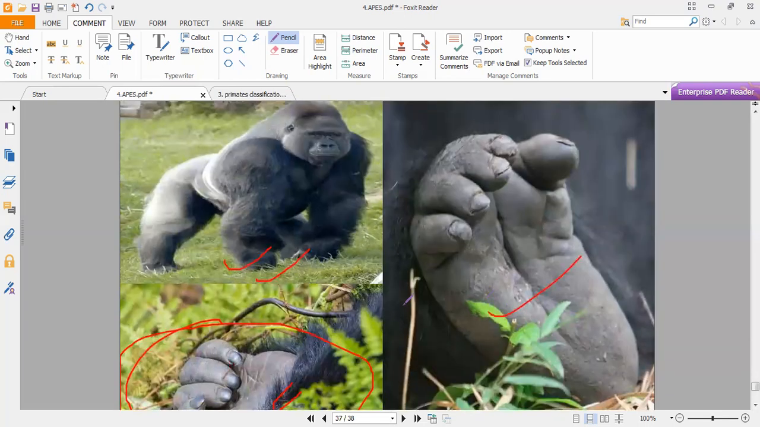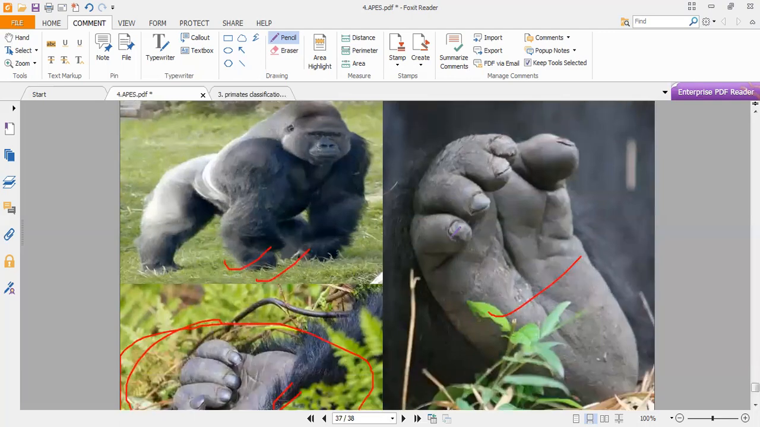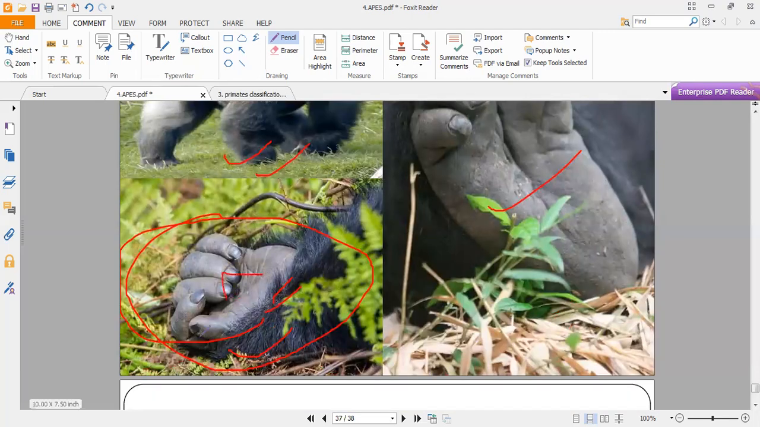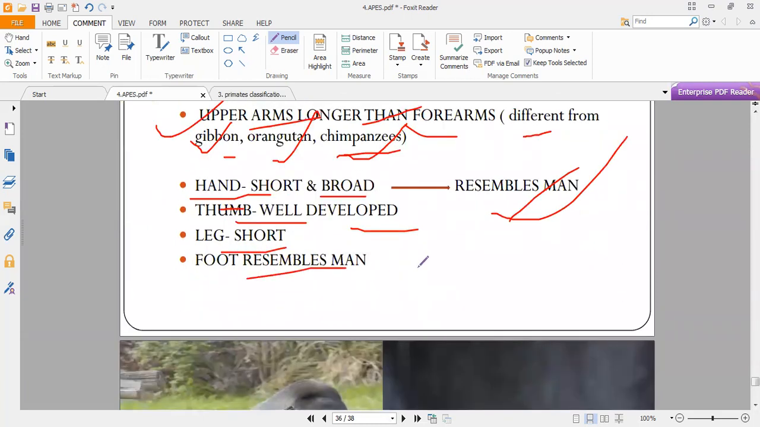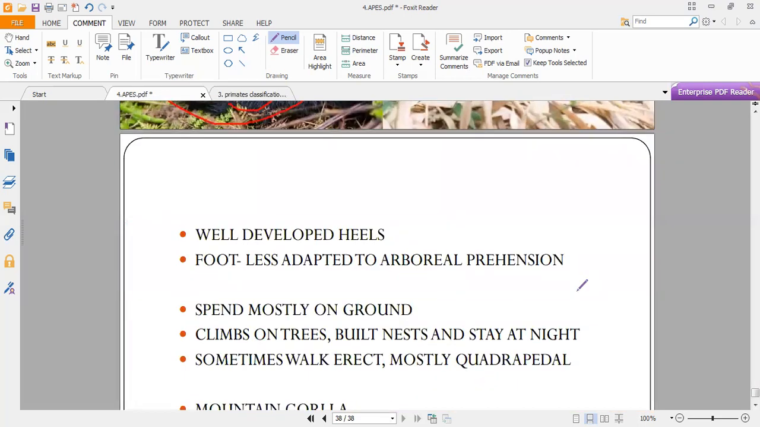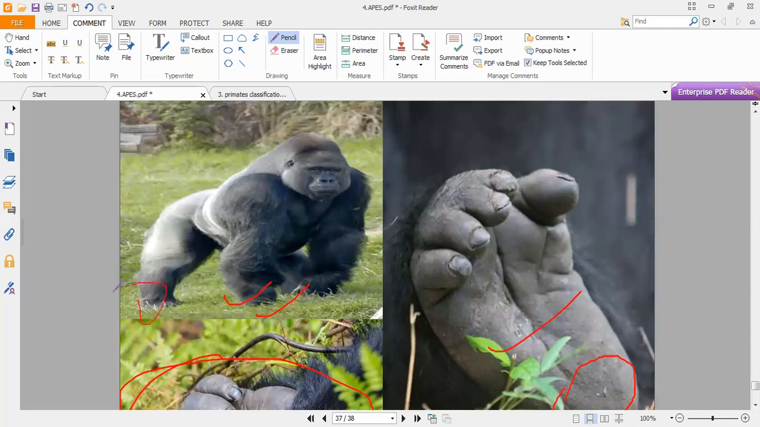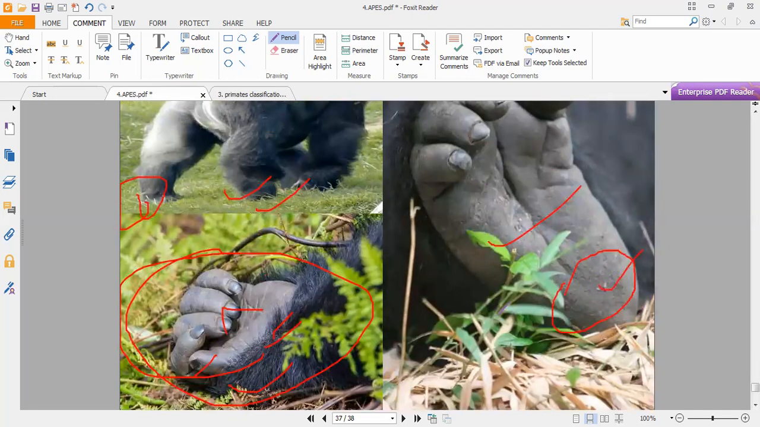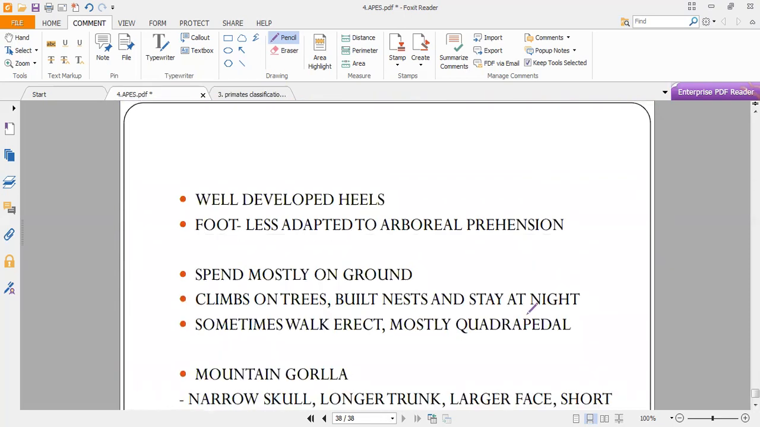And this is how their feet look. So if you compare the hand, it is short and broad, and it resembles man, like us. Thumb is well developed. Here you can find this is the thumb, a well developed thumb. Leg is short, and foot resembles man up to a certain extent. And heels, not very highly developed, but still a developed heel we can find. So that is why they can use their feet while walking like this. They use this heel. Not properly developed like us, but still well developed compared to the other apes.